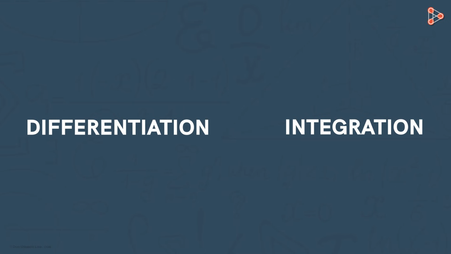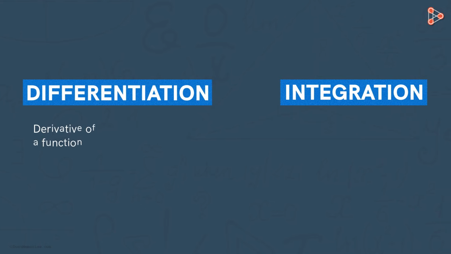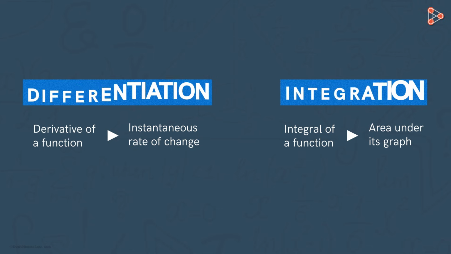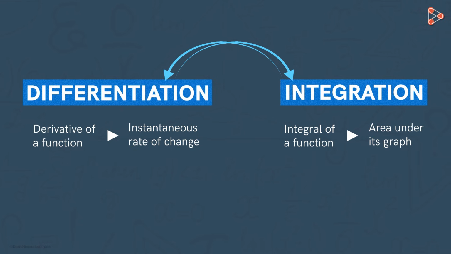By now, we are well acquainted with the idea of differentiation and integration. We know that the derivative of a function tells us its instantaneous rate of change, and the integral of a function tells us the area under its graph. We can see that these two ideas were developed to tackle two different kinds of problems. But it turns out that these ideas are related to each other. In this video, we will see how the processes of differentiation and integration are opposite to each other.